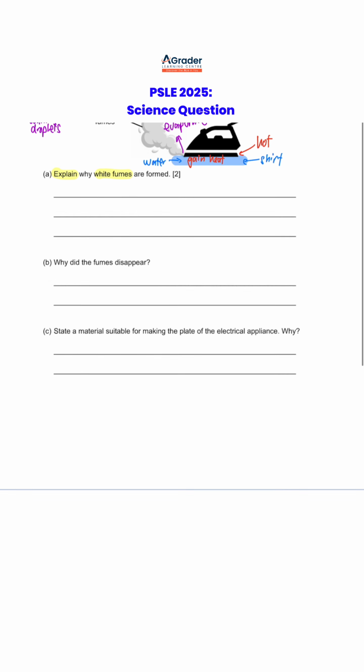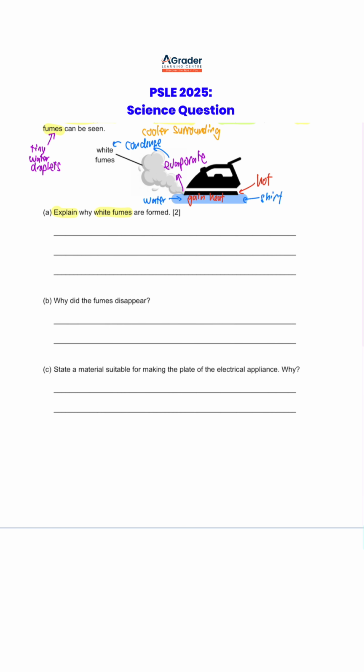So when answering this question, we are going to start off by saying that water in the damp shirt gains heat from the, in this case, we are not very sure if it is an iron, and we don't want to write down an iron so that we get penalized. So we're going to write from the hot appliance, and evaporates into water vapor.